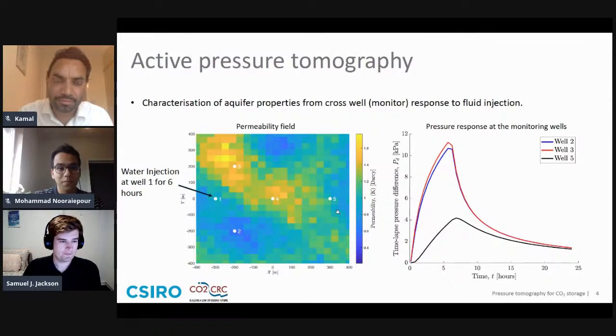So as an example here, here's a permeability field in 2D, and there's wells spaced at 300 meters apart. Now, if I inject water at well 1 here for 6 hours, it's going to generate a pressure response at all the other wells. And you can see the permeability is centered around a Darcy in the domain.